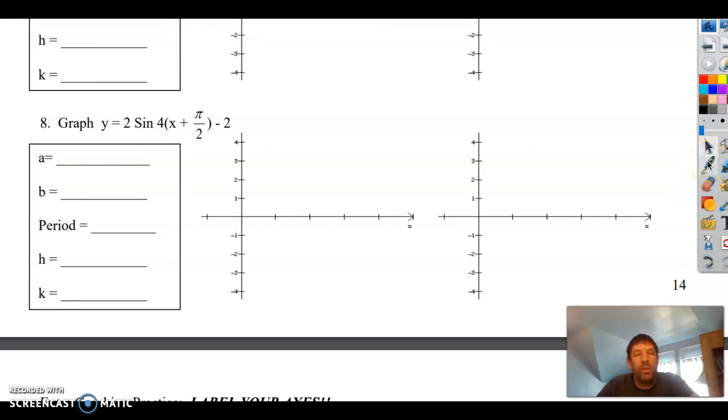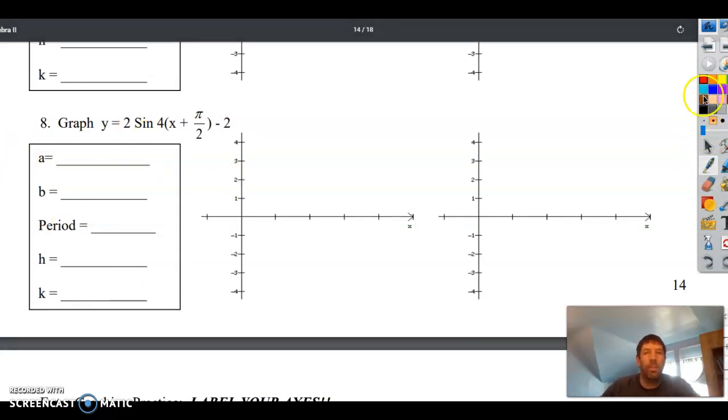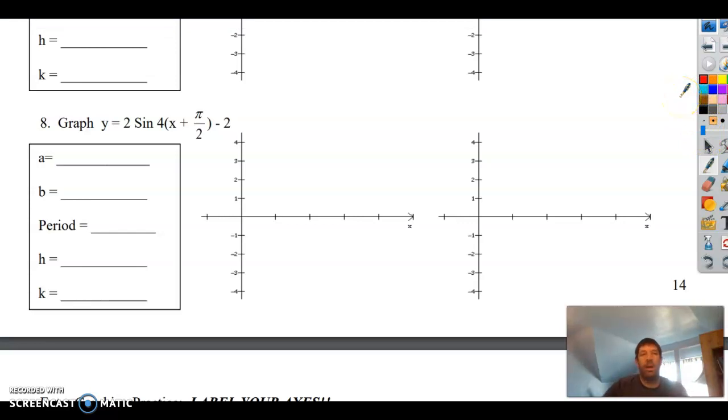We want to graph y equals 2 times the sine of 4 times x plus pi over 2, all minus 2. So we're going to start by identifying the different parameters here. If we look at the equation, one thing to remember is our graphing form: y equals a sine b times x minus h plus k. If we can remember that form, then it should be fairly easy to fill in these values.